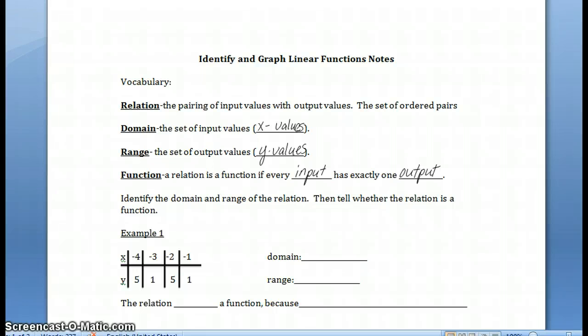These are sets of ordered pairs. In that relation, you have your domain values, which are your set of input values or x values. You have your range values, which are your set of output values or y values. And if the relation is a function, it's when every input, every x value, has exactly one output. You can use the vertical line test to determine whether or not a relation is a function.